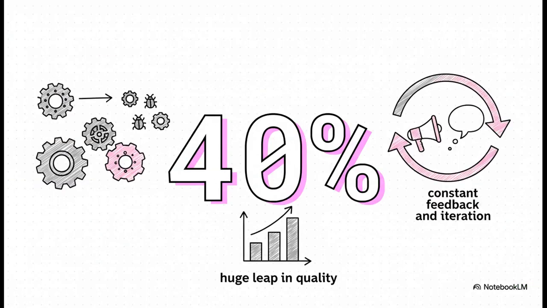I mean, just take a look at Cisco. After they switched one of their platforms over to an Agile approach, they saw a 40% reduction in product defects. That's a massive jump in quality, all because they were getting constant feedback and iterating in those short cycles.